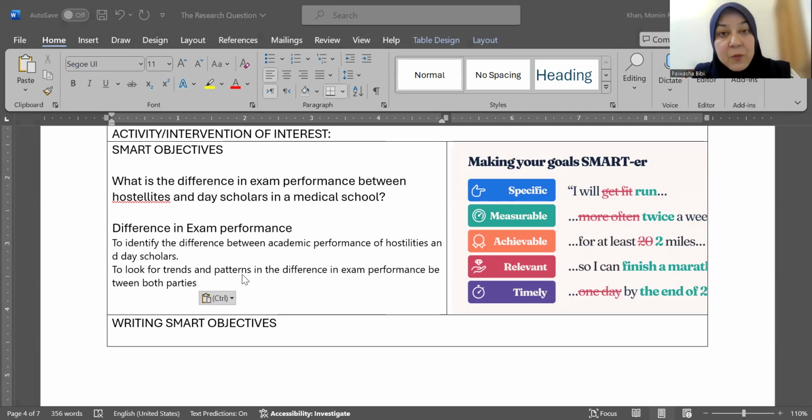Now I will tell you how to make it more specific, because we have to be very clear on what to look for, and how to look for it. Are we subjecting them to an exam? Are we subjecting them to a medical test? Are we subjecting them to an IQ test? Trends and patterns, which trend and which pattern, but still this is acceptable. Difference in exam performance between the two parties. All right.